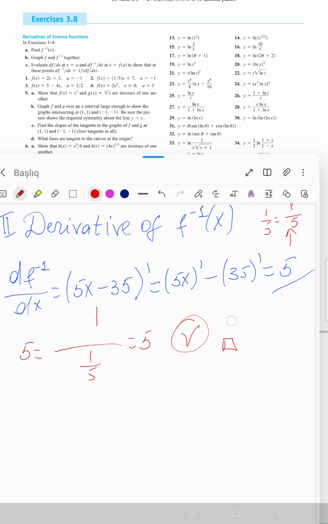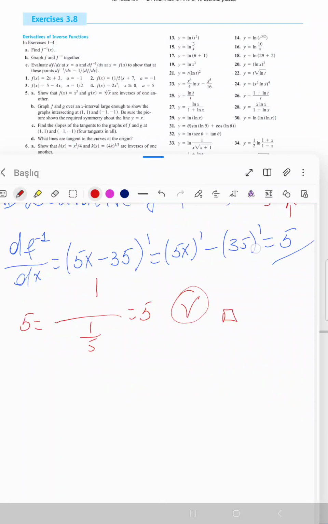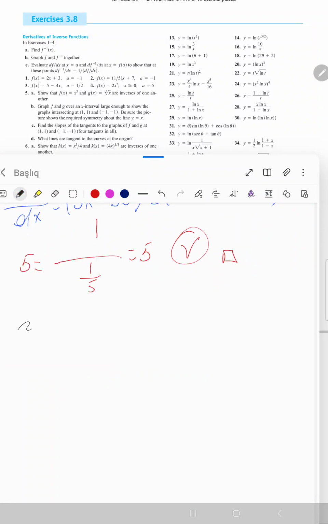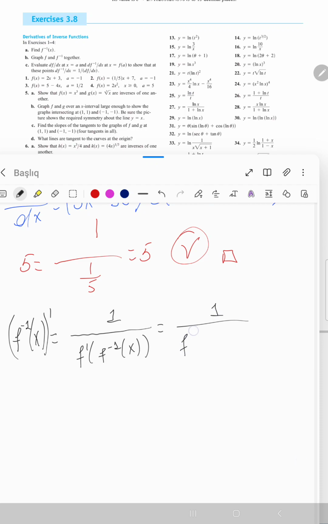But using our formula, how can we find the derivative of an inverse function? Our formula equals 1 over f derivative f inverse x. Yes, let's use this. What was the derivative of the inverse of our function, 5x minus 35?